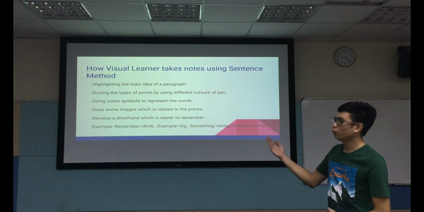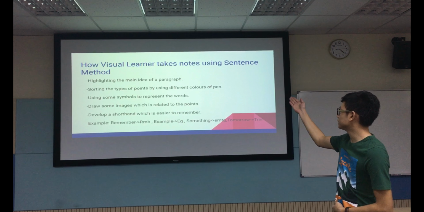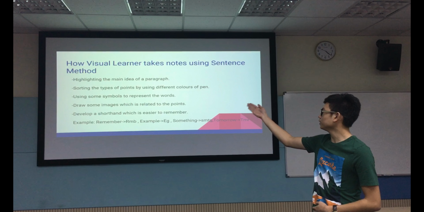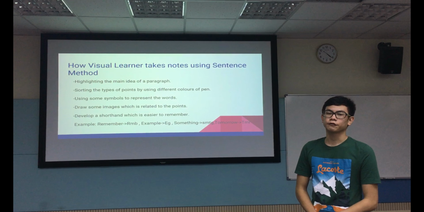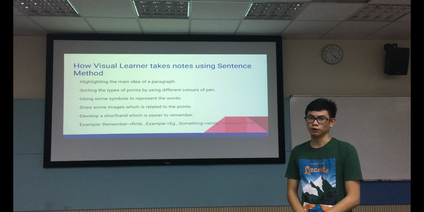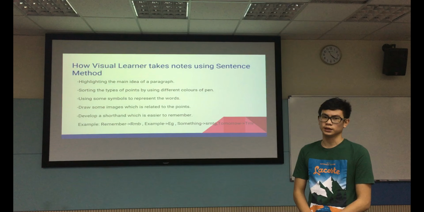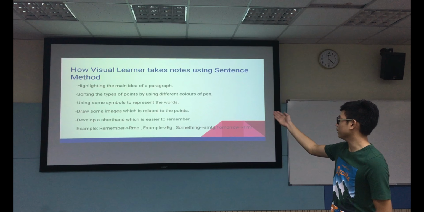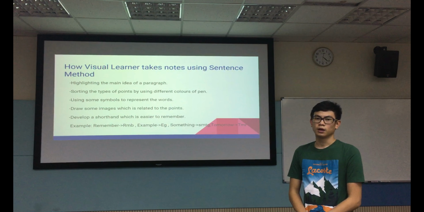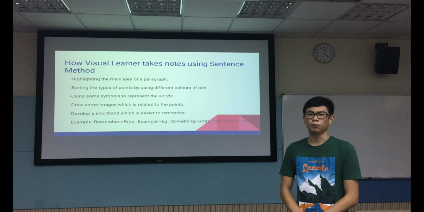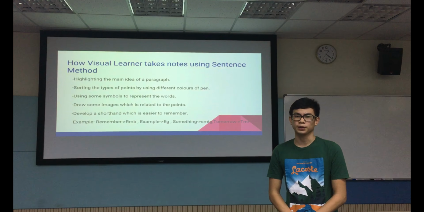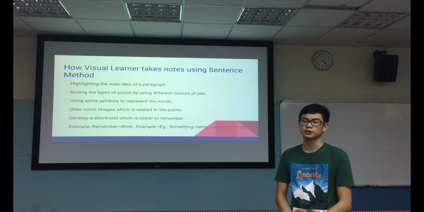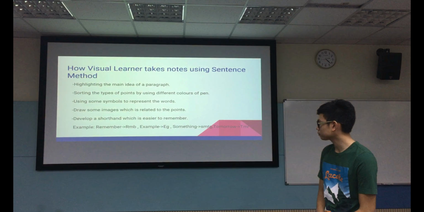Okay, now I would like to talk about how a visual learner takes notes by using the sentence method. First and foremost, highlight the main idea of the paragraph. After we have highlighted the main idea of the paragraph, we are able to refer back more easily. Besides, sort the types of points by using different colors of pen. As we know, visual learners are more sensitive to colors and images. So we can use different colors of pens to underline the points in the paragraph.